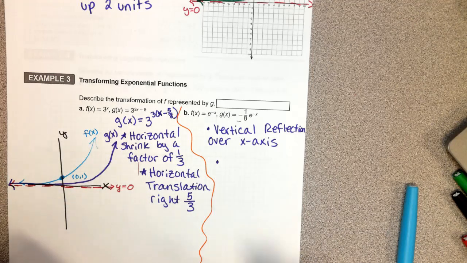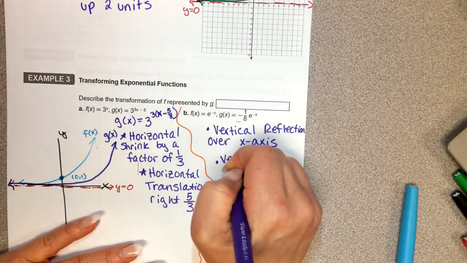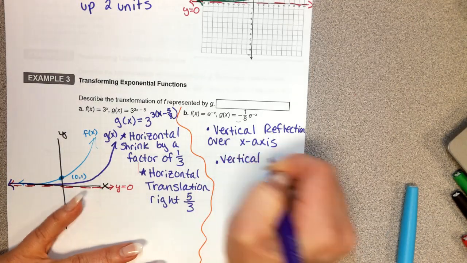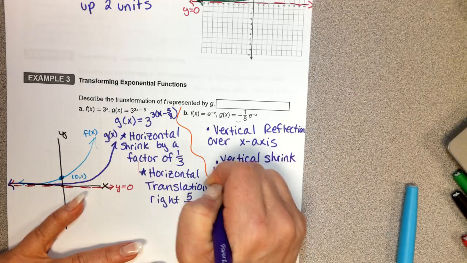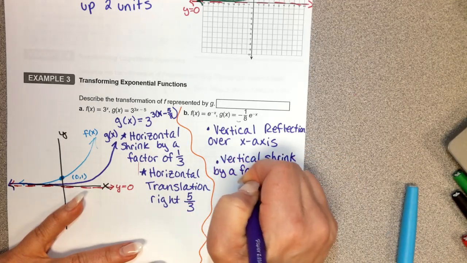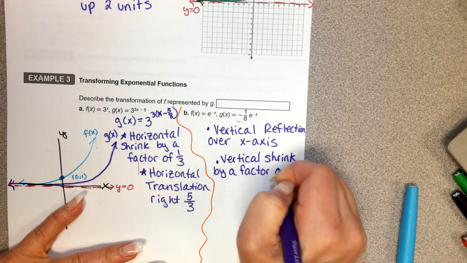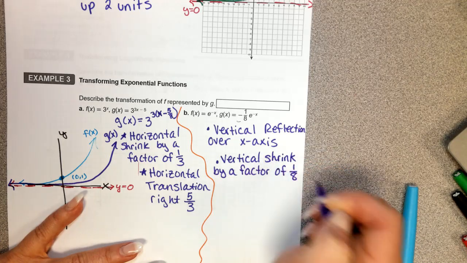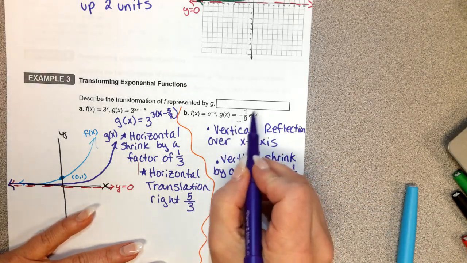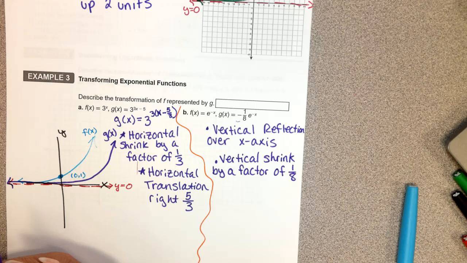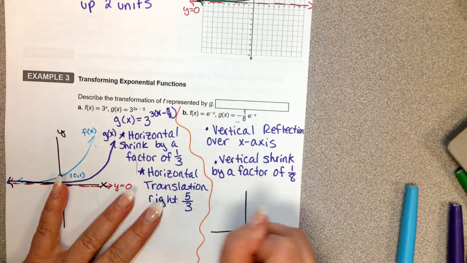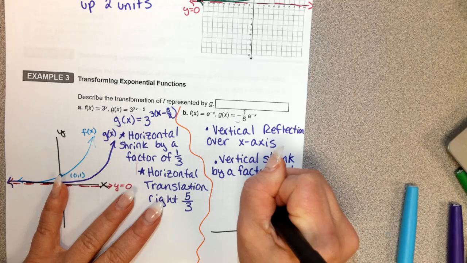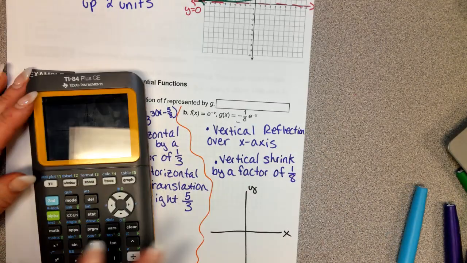The next thing I see is a 1/8 in the very, very front. 1/8 is between 0 and 1. So that's going to be a vertical shrink by a factor of 1/8. And then e to the negative x did not change. All right, so what I'm going to do then is go to my calculator and graph both of these two so that I have a sketch of them for my notes.